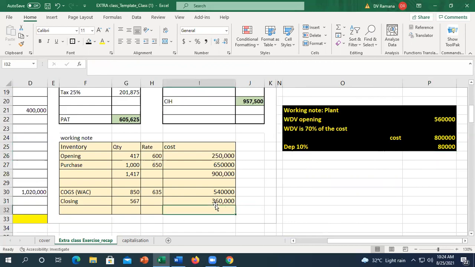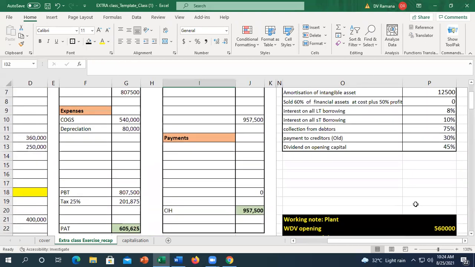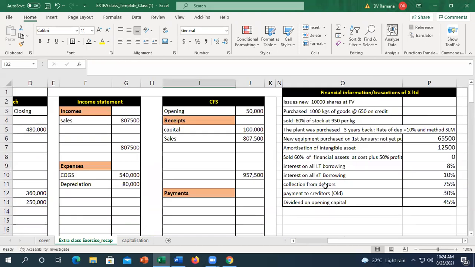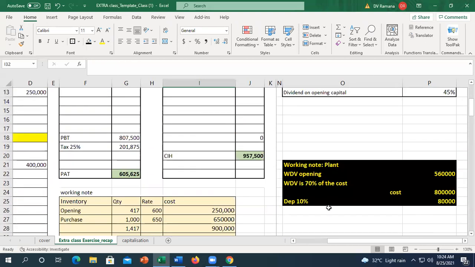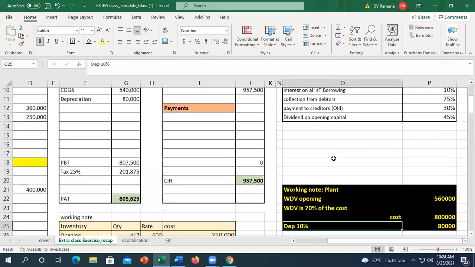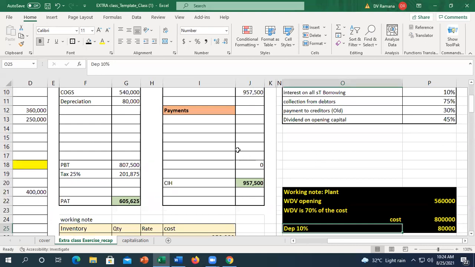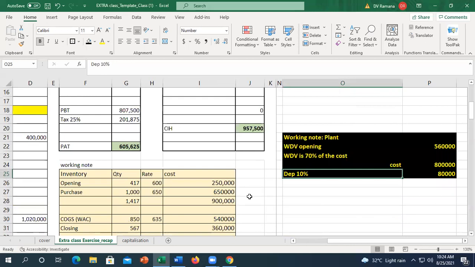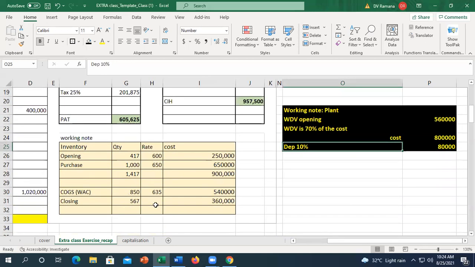If the market value of the stock would have been less, then the loss on the stock due to market fluctuation should have been shown. But in the information here, we are not given any market value of either the stock or the plant. So we assume that the market values are the same as the cost value. So there is no impairment loss at this juncture, and there is no loss due to market fluctuation for the inventory.